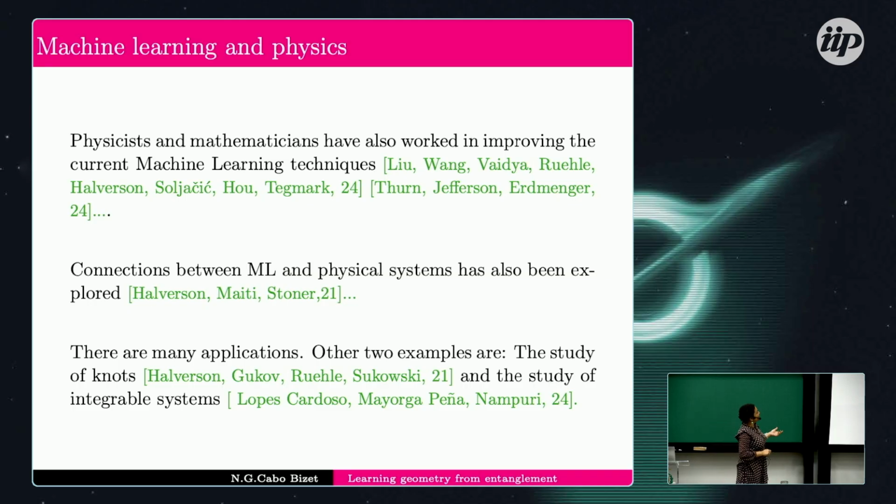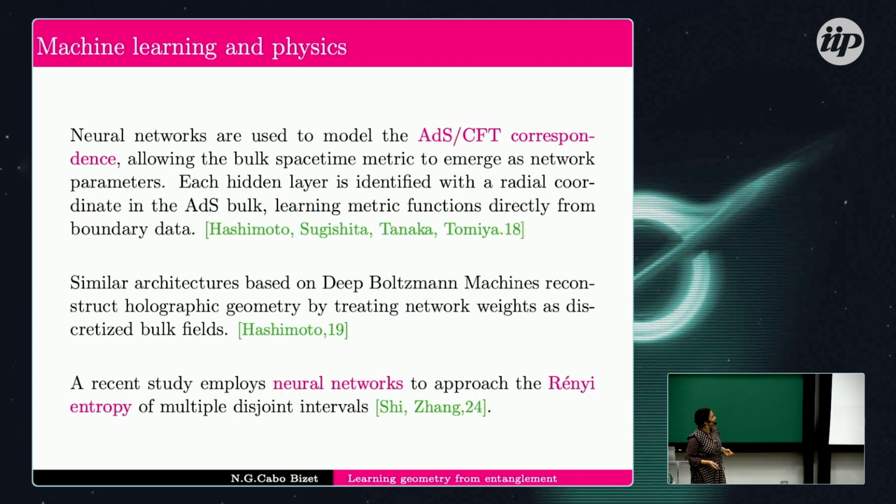On the other hand, there is also a flow in the other direction: people have been working on improving the current machine learning techniques using techniques from theoretical physics and mathematics. In particular, I cite these two recent works in this direction. People have also studied neural networks or more complex networks in analogy to physical systems and to quantum field theory, and I think this is an important work on that subject, but there are many more. There are many applications, for example in the study of knot theory, and more recently in the study of integrable systems, and many more than one can say.